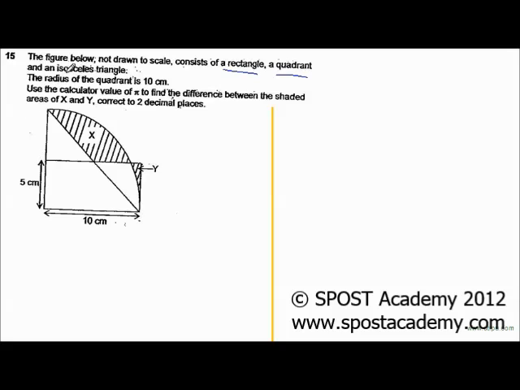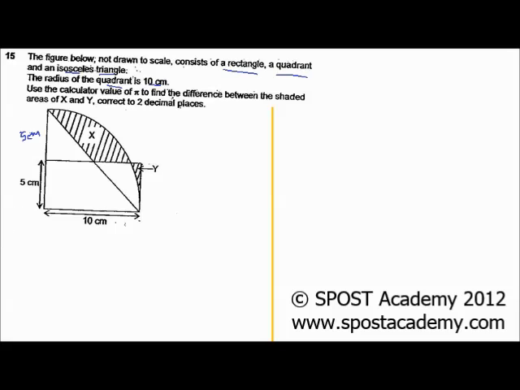and an isosceles triangle. Now, an isosceles triangle means that two sides must be equal, and since this is the radius of the quadrant and this is also the radius of the quadrant, this is the isosceles triangle. So if this is 10 cm, this would be 5 cm. So they tell us that the radius of the quadrant is 10 cm, and we are supposed to find the difference between x and y.